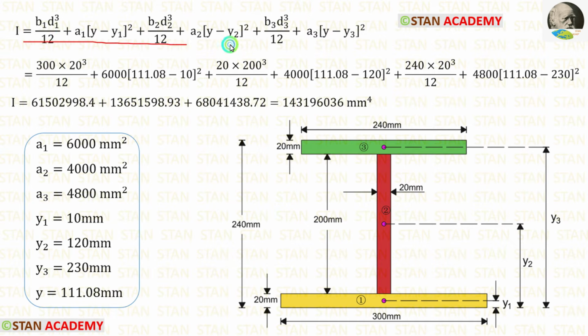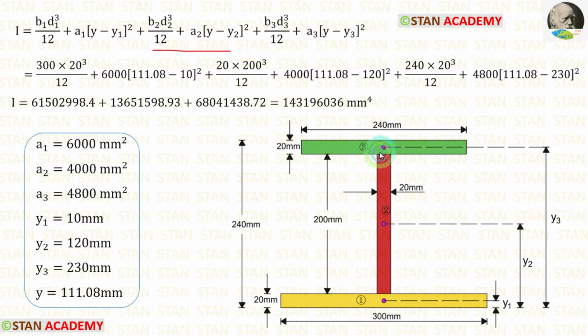Now we can calculate the moment of inertia. We have already seen that we are having three parts: the bottom flange, the web, and the top flange. So we have to divide the formula into three parts. In the formula, for the first part, breadth is 300, depth is 20. Also we have calculated a1, y1. We can apply the values.